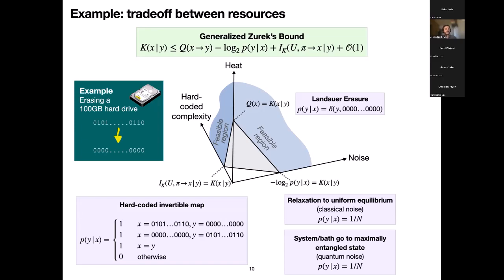And the final corner is given by the high complexity regime, where we can create an invertible map, which just swaps the random binary string and the all-zeros vector, and leaves everything else the same. This doesn't have to generate any heat. It can perform the erasure reversibly, but it has to hard-code the entire 100 gigabyte state of the hard drive into the Hamiltonians or into the unitary. And so it just hides away the complexity somewhere else.